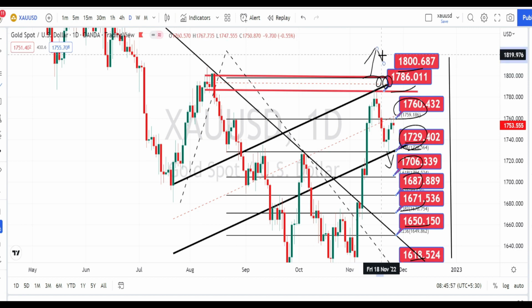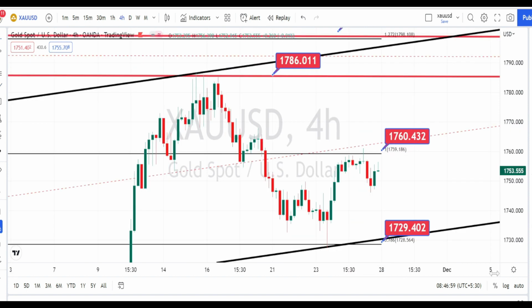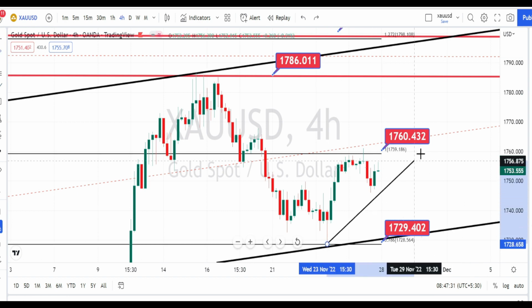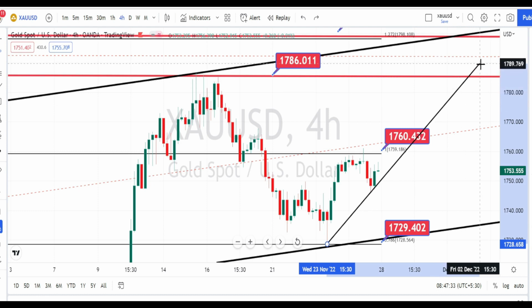Let us look at the price action in 4 hours time frame. I am in 4 hours time frame now, and from the daily time frame we know that the current price action is trading between a bullish channel pattern, this resistance line and the support line. And for the 4 hours time frame, I would recommend you to draw a trend line to understand the current trend of the price action.